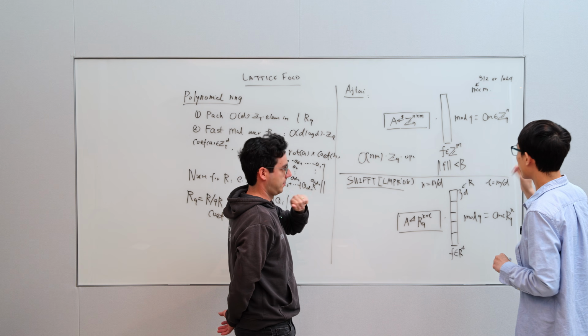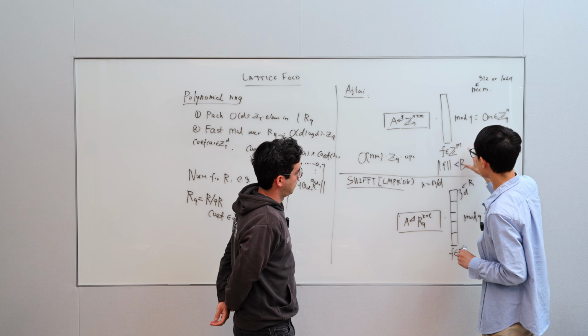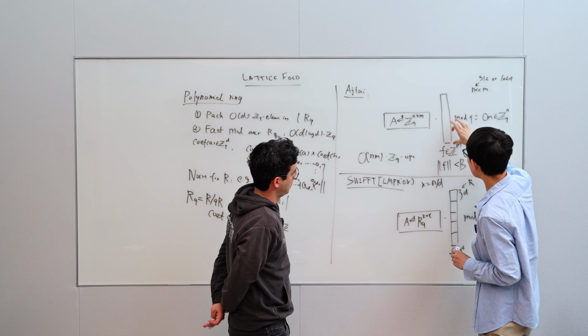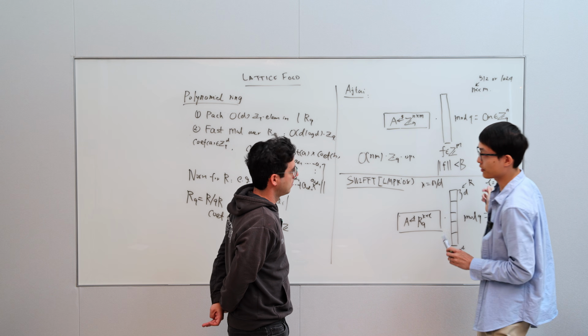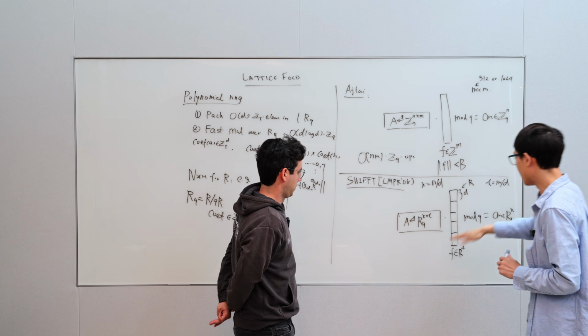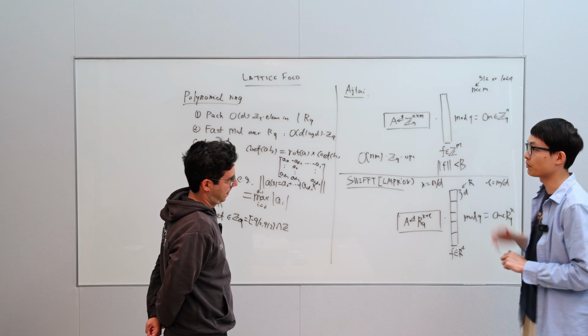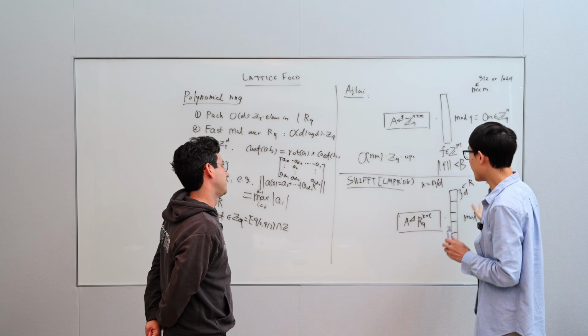Which is finding some short vector such that it lies in this lattice, which makes sure that A times this vector equals 0. And here it is similar, but the only difference is that A is a ring matrix rather than an integer matrix. All right. Okay. So that's it.